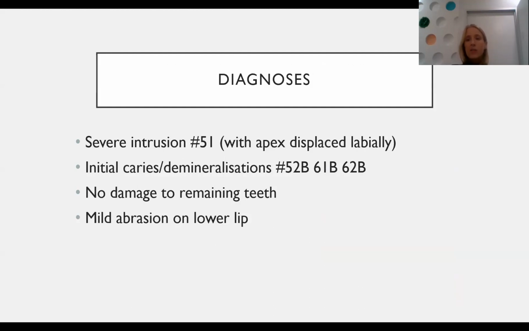The diagnoses for this case included a severe intrusion of number 5-1 with the apex displaced labially, initial caries and demineralization on the buccal of teeth number 5-2, 6-1, and 6-2, no damage to remaining teeth, and a mild abrasion on the lower lip.